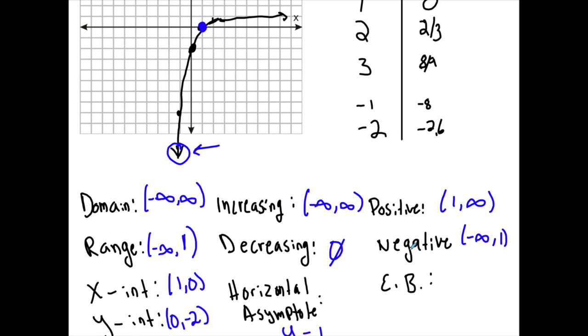All right, end behavior. Here's the tricky part. As x goes to negative infinity, f of x goes to negative infinity. And I know that because it's pointing down. As x goes to positive infinity, f of x is going to go to 1.